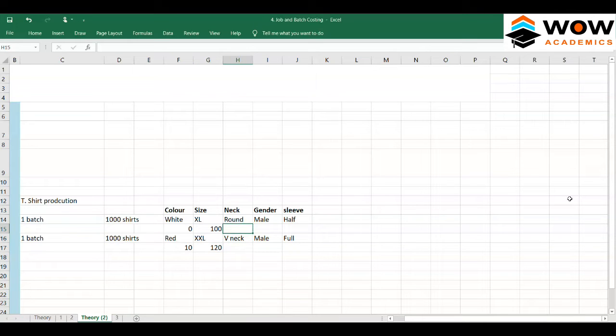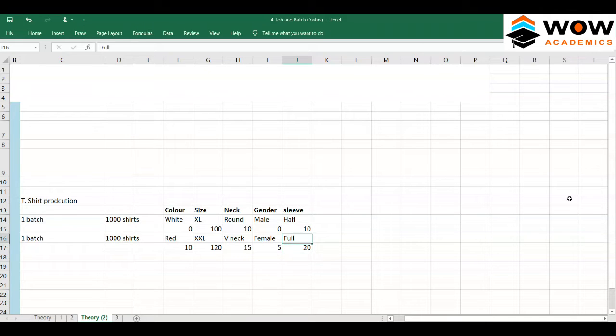Round neck takes a lot of time to do, so the tailor asks 10 rupees here, but V neck is much more design oriented, so they ask 15 rupees here. As it's a male shirt, it's going to be straight only, so it's not going to have any shape, and they're not going to charge anything. But if this is going to be a female shirt, they have to shape cut it, so they ask for another 5 rupees. If it's a half sleeve, the cost is much less. To produce half sleeve, they charge only 10 rupees. But for a full sleeve, they charge 20 rupees.